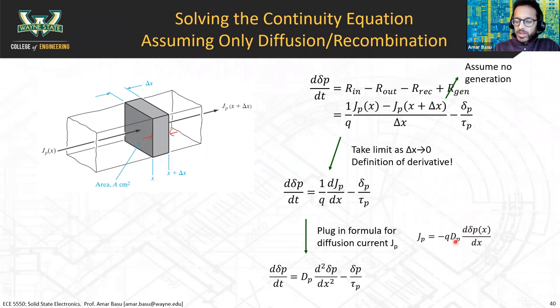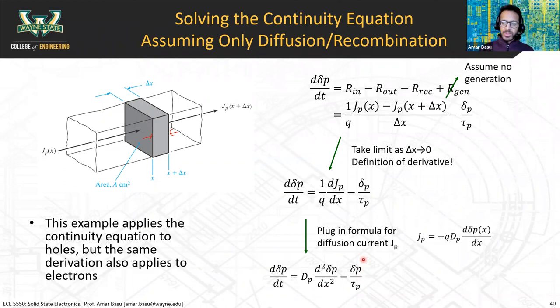You can watch the video again to remind yourself why this is. This is a constant, this is a function of sigma p of x, so you're taking the derivative of a derivative, which gives you the second derivative. So d sigma p/dt is equal to Dp times this term here. The q term cancels with the 1 over q here, and you're just left with this and the recombination term. This small derivation is for holes, but the same thing will apply for electrons as well.